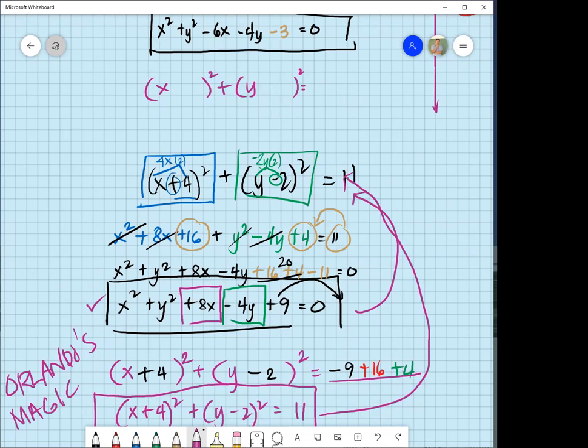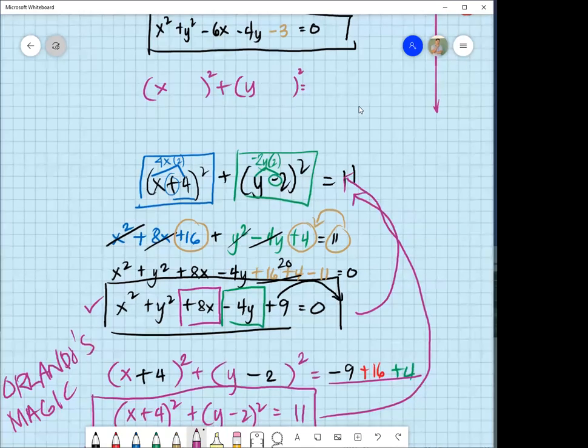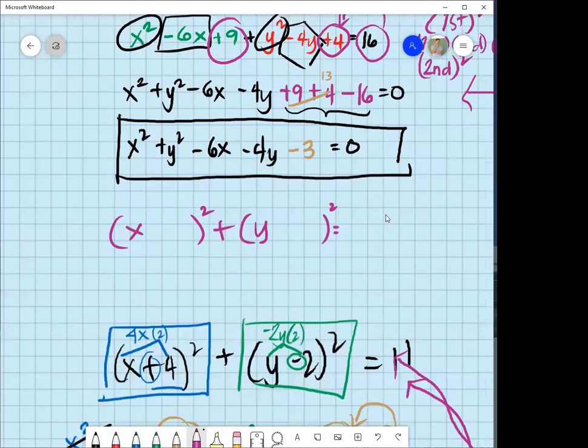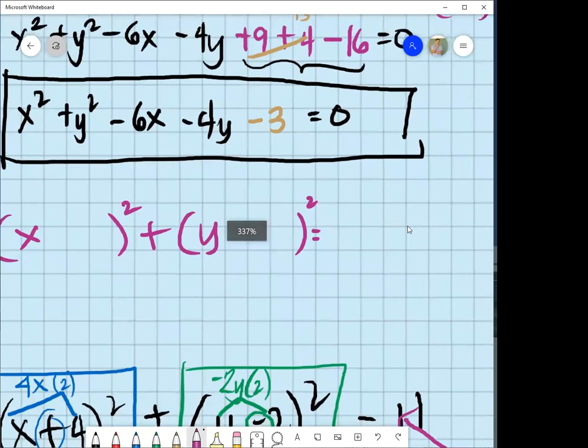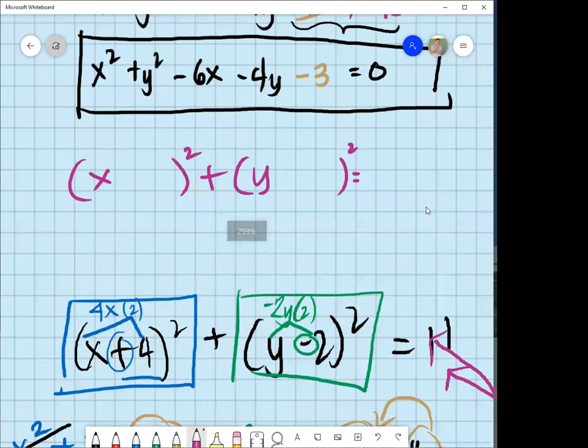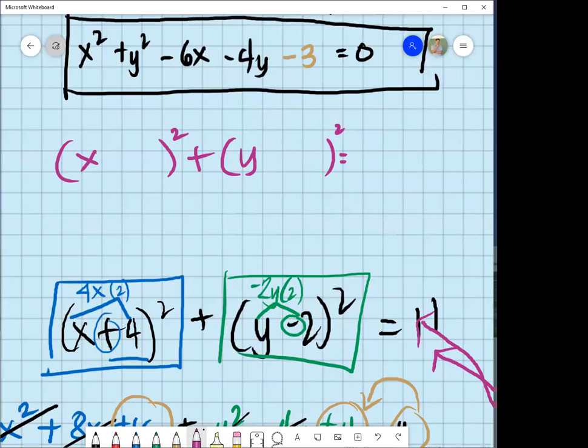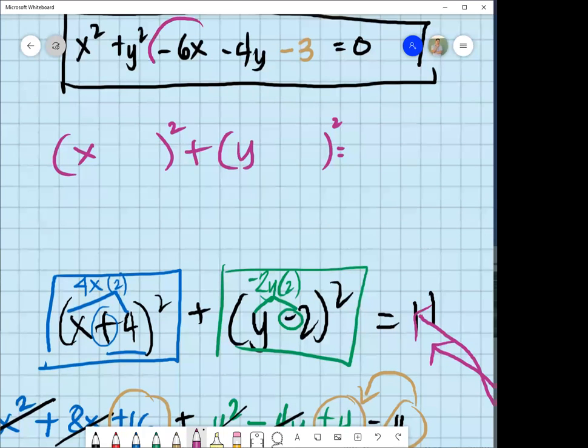Okay. Ready? Game. So let's do the process. Okay, ready. Let's do the Orlando's Magic game. So let's focus on the X term. What's half of -6? Type your answer in the chat box, please. Help me solve this process. What's half of -6? That's -3.